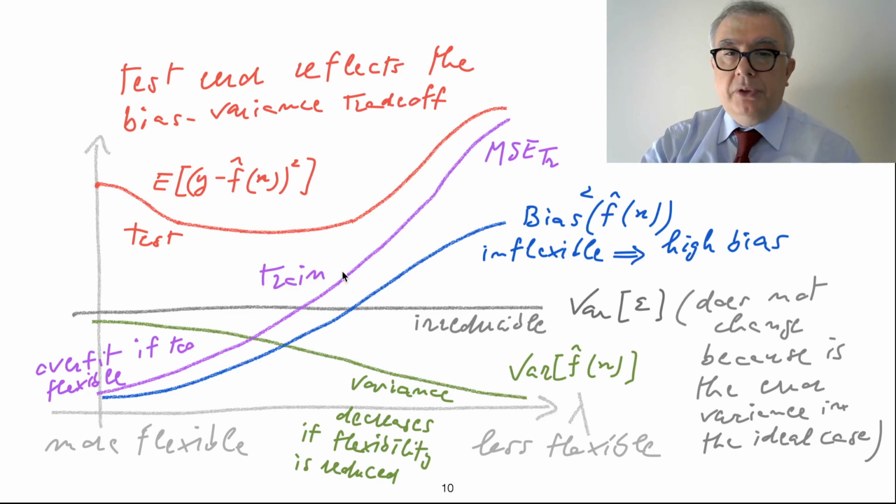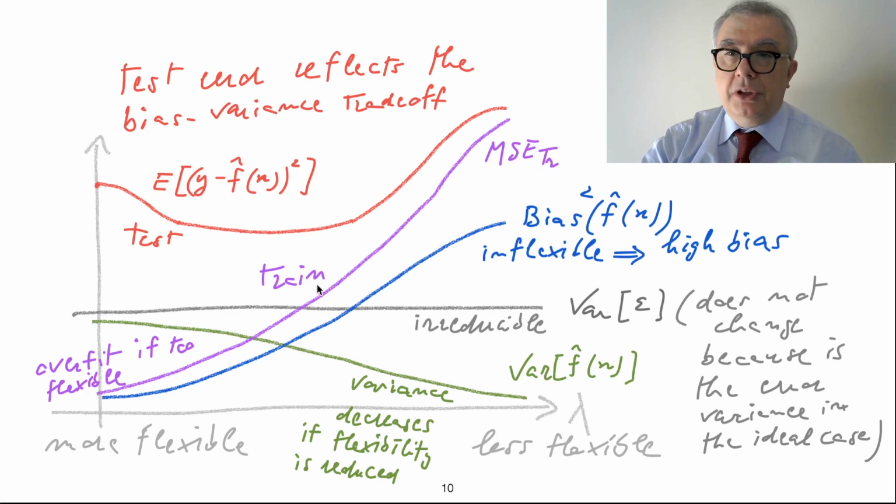Finally, I am considering what's happening with training. When I have training data and I am not flexible, I will not be able to follow the training data, so I will have a large training error. But when I increase the flexibility of the method, the training error gets smaller.